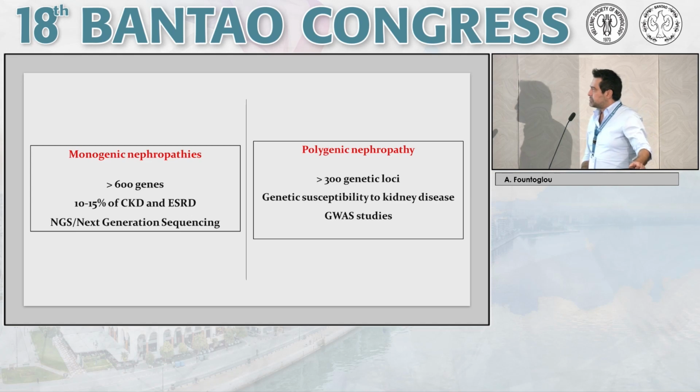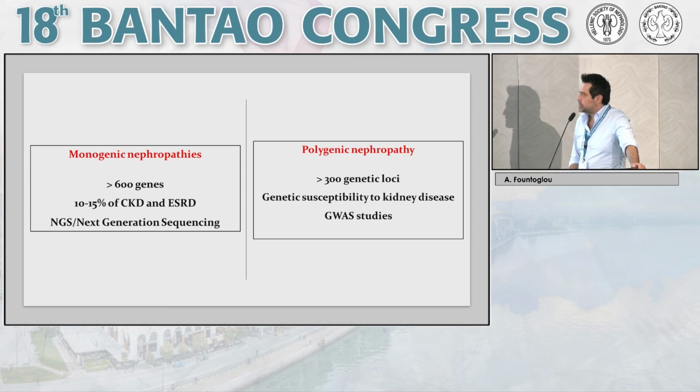These are the two categories of genetically influenced nephropathies, monogenic and polygenic nephropathy. Monogenic nephropathies are caused by up to 600 genes. They are responsible for 10 to 15% of CKD and end-stage renal disease cases, and these genes are captured with next-generation sequencing methods.